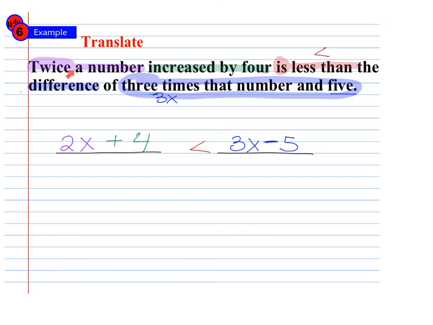And this one says twice a number increased by 4 is less than the difference. So we have the difference of 3 times a number and 5. So twice a number increased by 4 is less than the difference of 3 times a number and 5.